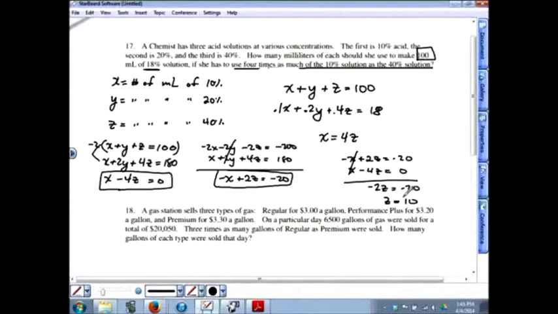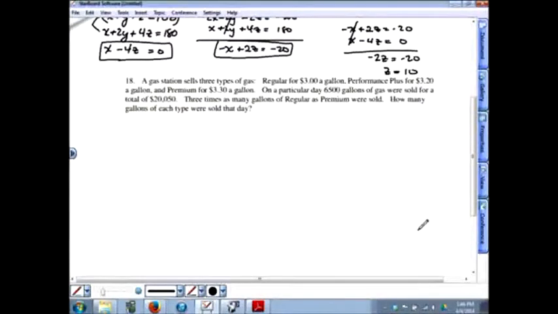Now we were clear on how we define z. Z is the number of milliliters of the 40% solution. So that means we're using 10 milliliters of the 40% solution. It says right here they're going to use 4 times as much of the 10% solution, so that means that has to be 40 milliliters of the 10% solution. And then if there's only 100 milliliters that are going to be used total, we've already used 50 milliliters here, so the amount of y has to be 50 milliliters.